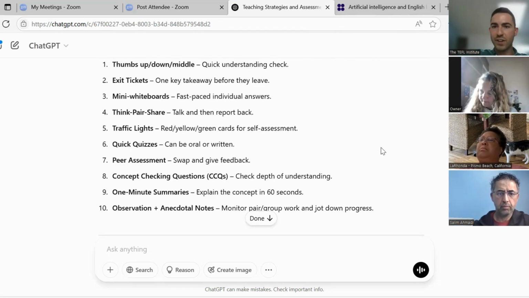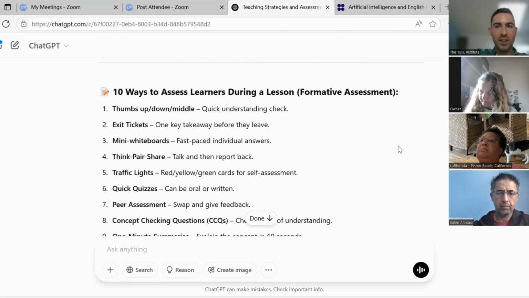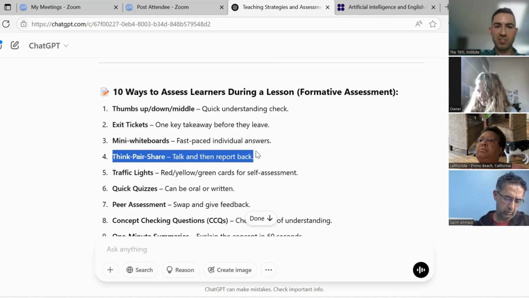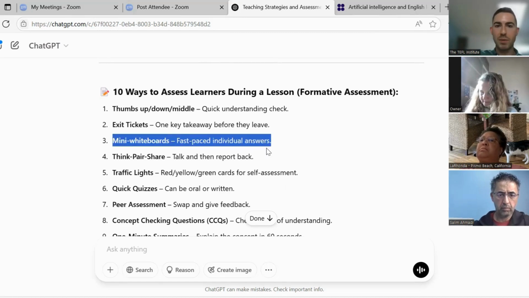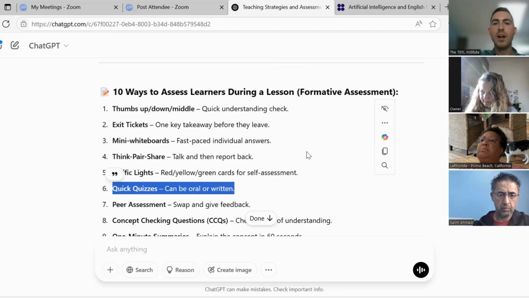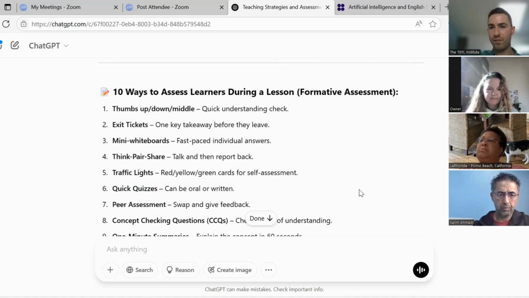And you have so many different ideas here. And these are all things that I've done. Think, pair, share. Get them to share their ideas with a partner, and then they feed back to the group. I have many whiteboards in my classroom. So in this lesson, I might get them to draw 5 foods, swap the mini whiteboard with the person beside them, and then the person beside them has to label the 5 foods.